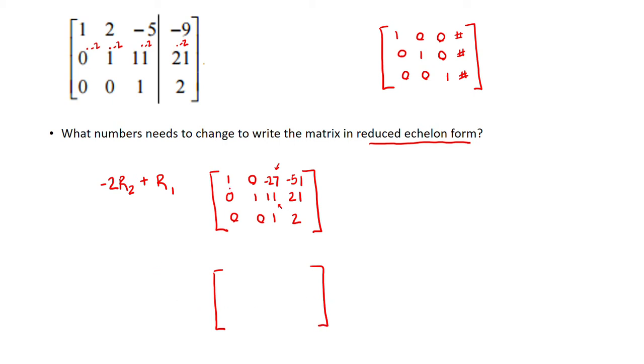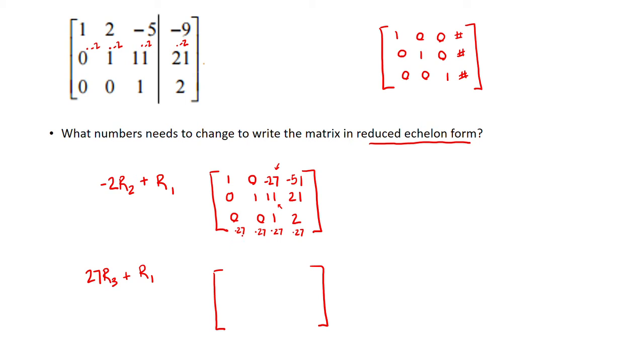The way I'm going to change row 1 is take the row that has a 1 in it and multiply by its opposite. So we want to multiply by positive 27. That means everything in this row gets multiplied by positive 27. Here's how I write that. I say row 3 gets multiplied by positive 27, and then we add it to row 1.